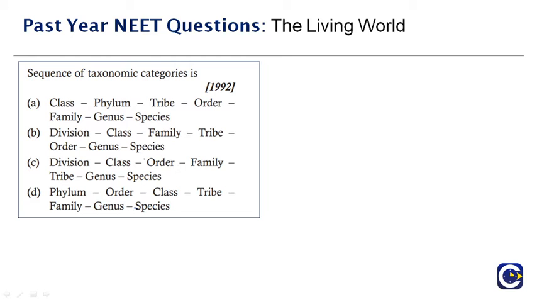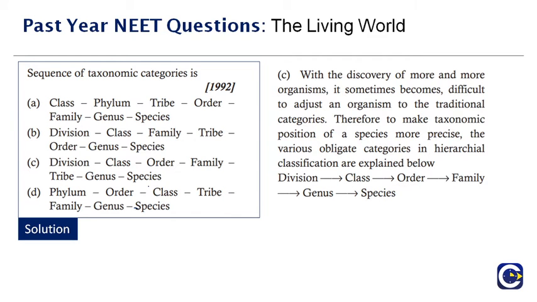So out of the 4 options given here, which one do you think will be the right one? The correct answer is option C. So here if you see, you have species, genus, tribe, family, order, class and division. We have started from the lowest unit and we have ended up with the highest unit.